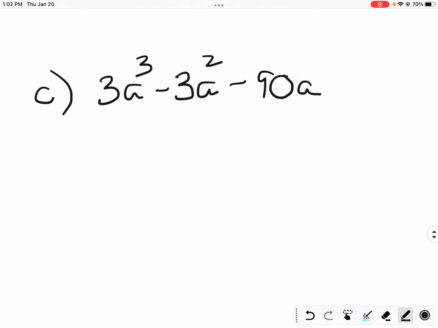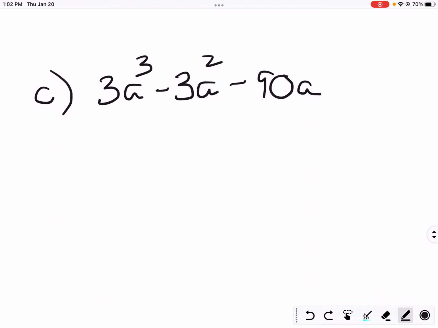This one. This looks different. There's a cube there, a squared there, and an A there. What's going on here? Well, guess what? This has a common factor. Always look for common factors first.